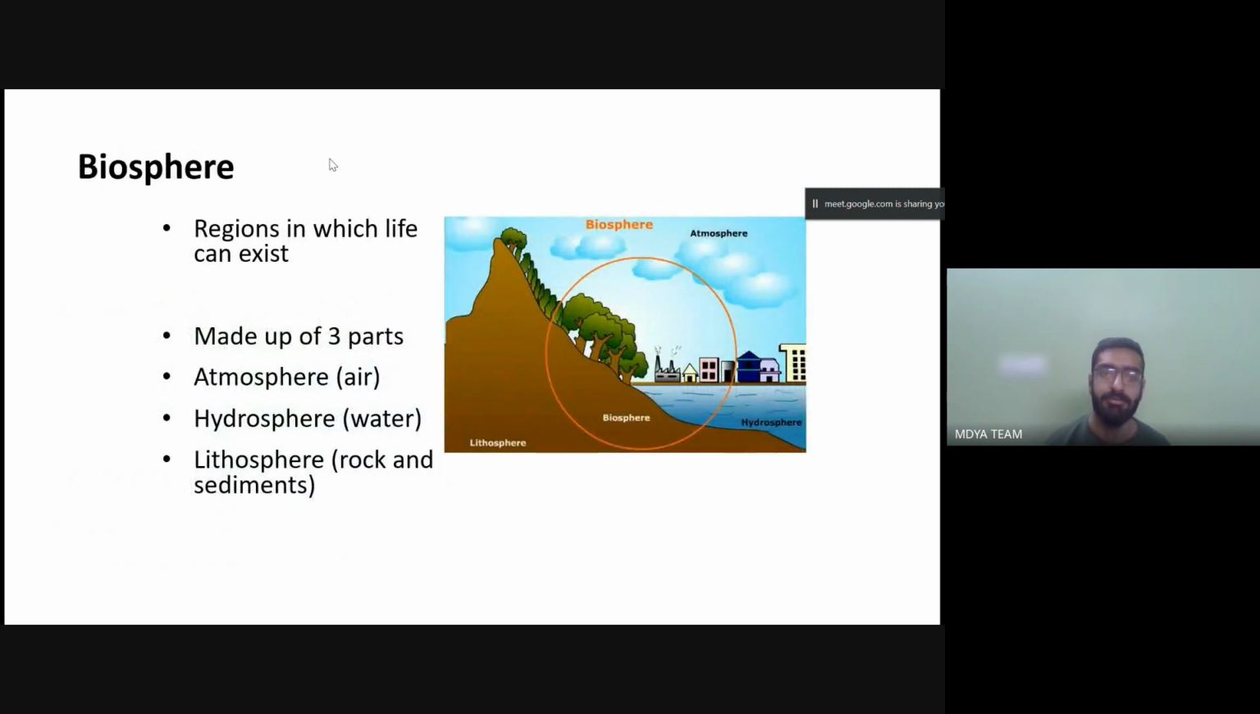Next we would understand about the biosphere. There have been many spheres: lithosphere, hydrosphere, mesosphere, troposphere, stratosphere, exosphere. But what is biosphere? You can just break down the word into bio and sphere. Bio means life, so it is that sphere, that region in which the life exists.